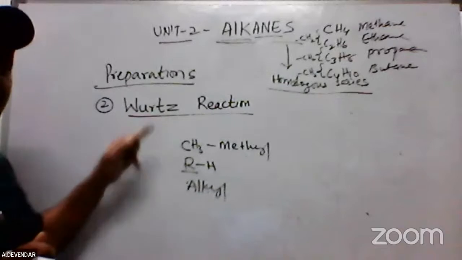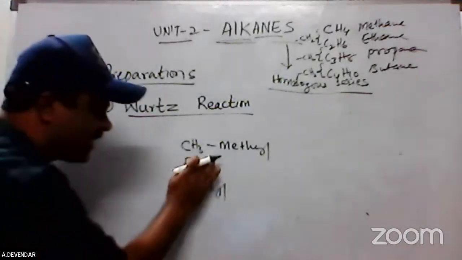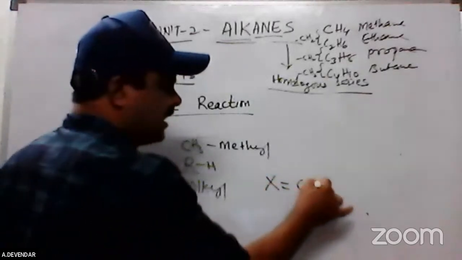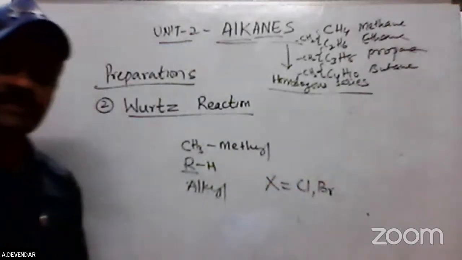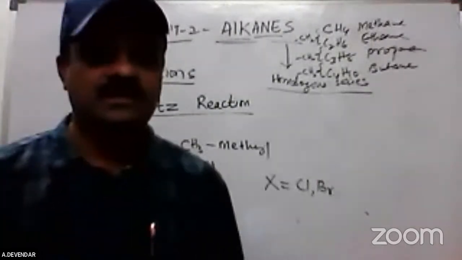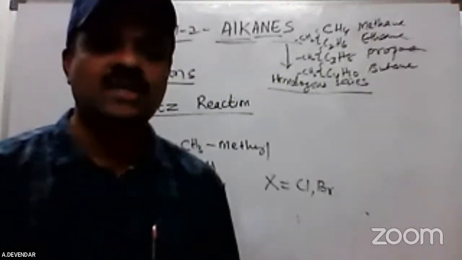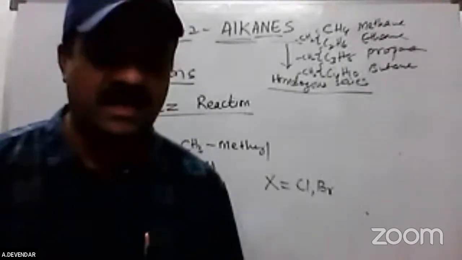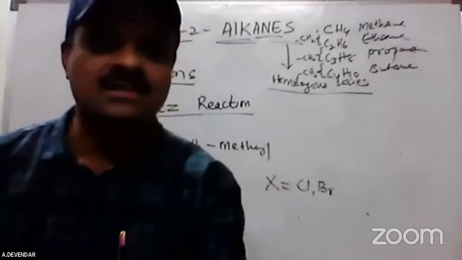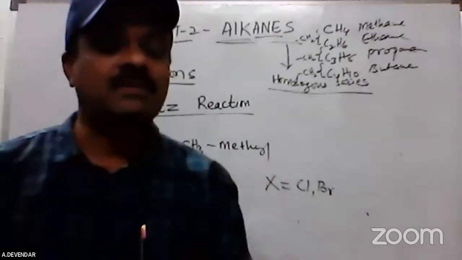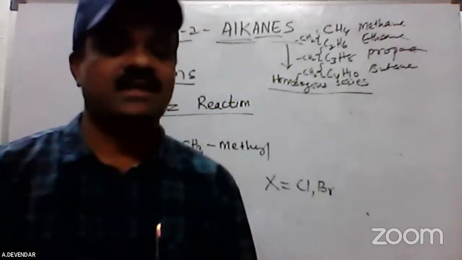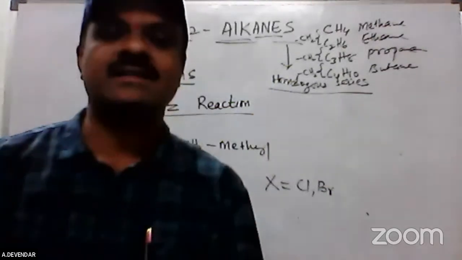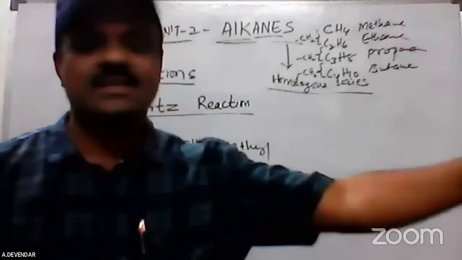So in the Wurtz reaction, alkyl halide. Halide means X is the halide. Halide means halogens, either chlorine or bromine. Sir, halogens are fluorine, chlorine, bromine, iodine, astatine. Why are you taking only two, sir? Fluorine does not react in a controlled way. It reacts very fast because it is a very small atom with the highest electronegativity in the periodic table. The reaction is super fast, so you can't determine it. That's why fluorine is not used.